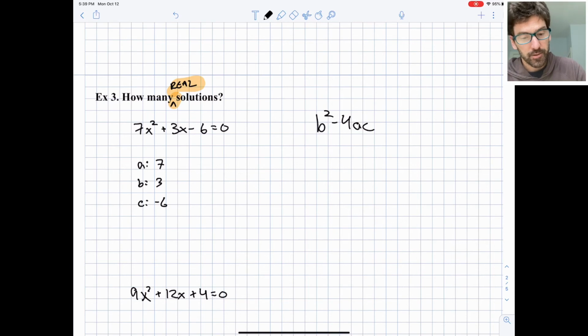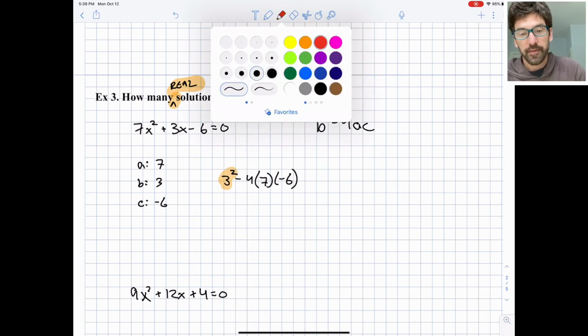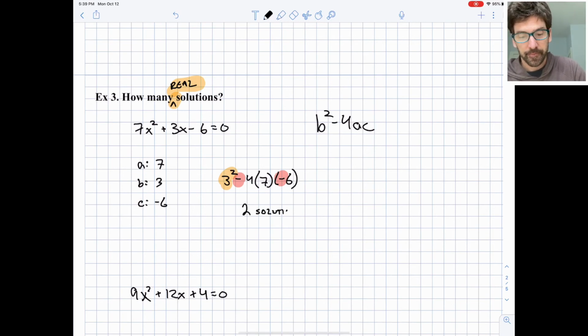Okay, so b squared is 3 squared minus 4 times 7 times negative 6. I can tell right away that we're going to be doing a 9, and then we're going to be adding on a positive number to that. So I don't care what the discriminant is. I can just tell already that it is greater than 0. We'll be doing 9 plus a positive number. So the discriminant is greater than 0, so there will be 2 solutions here.